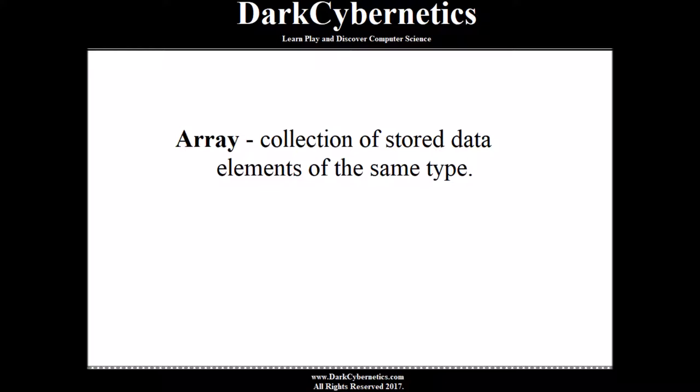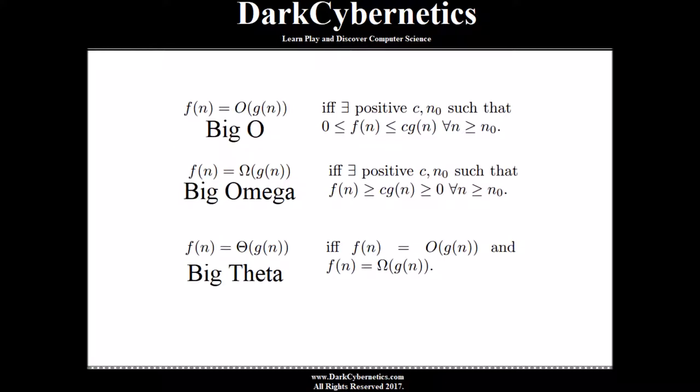An array is a sequence of n items of the same data type. These items are stored contiguously in a computer's memory. In our algorithm evaluation figure, there are three definitions: big O, big omega, and big theta. For each of these, there are rules.